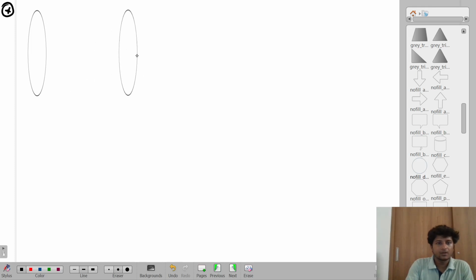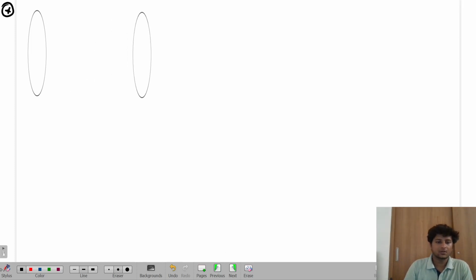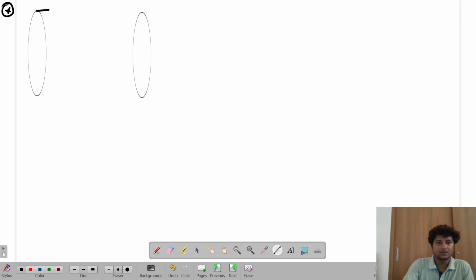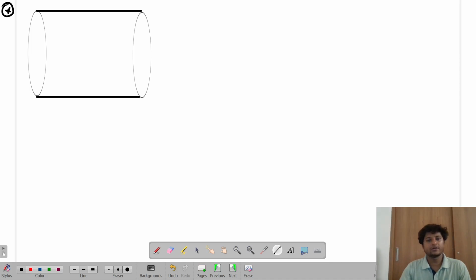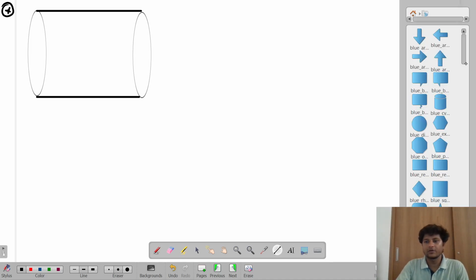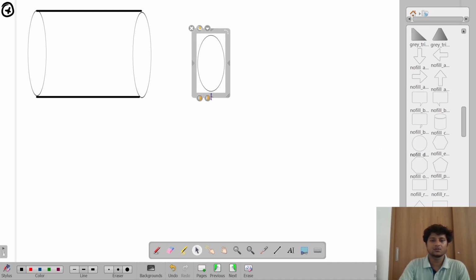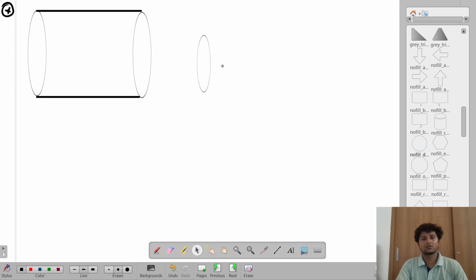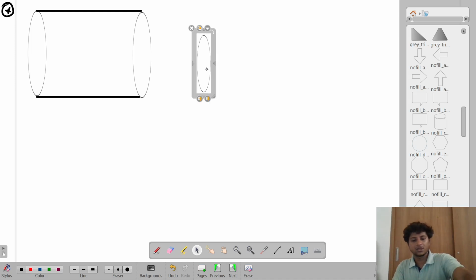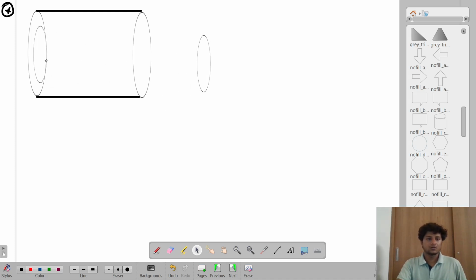Okay. So I have, let's suppose, a cylindrical coaxial cable. What kind of cable is it? A cylindrical coaxial cable is there. Okay. And it is placed like this. Are you able to get me or not?